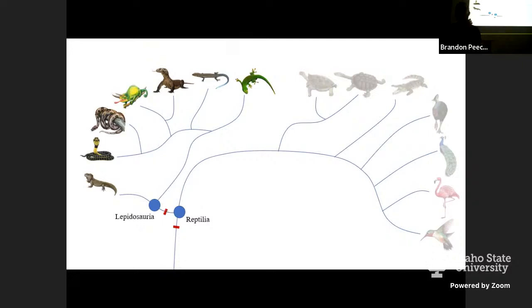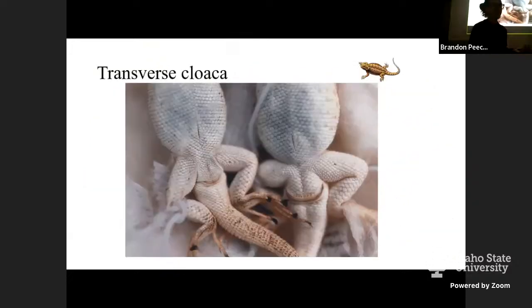I'm going to give you one character for Lepidosauria, although there are many, many I could give you. Oh no, sorry, I guess I'm giving you two. Of course I'm giving you two. I can't believe I forgot. The first is a transverse cloaca. These animals have a single cloaca, just like you saw in platypuses and echidnas. Platypuses and echidnas retained a cloaca, and these reptiles also retain a cloaca. But in lepidosaurs, the cloaca is transverse.